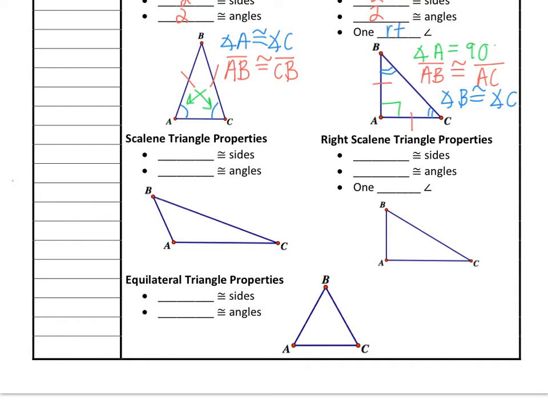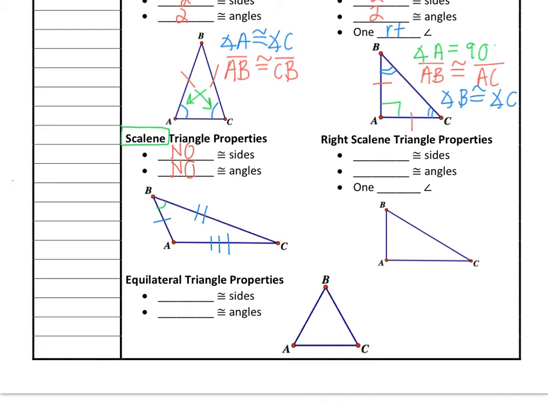So the next type we have is a scalene triangle. Scalene triangles are special because they have no congruent sides, which means they're also going to have no congruent angles. So how they would look is each side length, so AB compared to BC compared to AC, would each be a different side length, hence why I put different markings on each. And each angle would also be different.